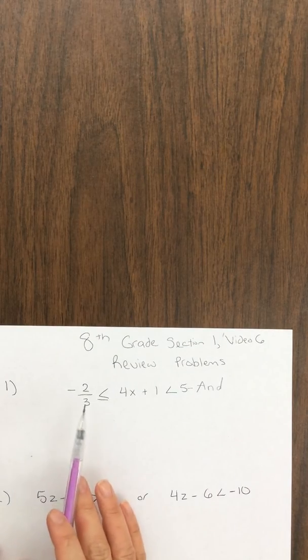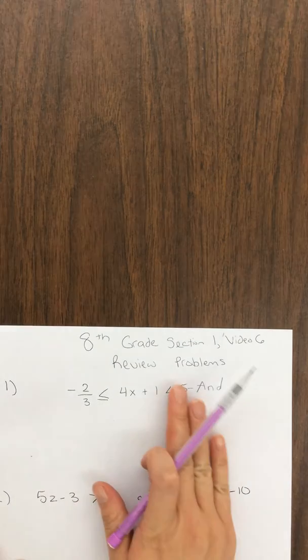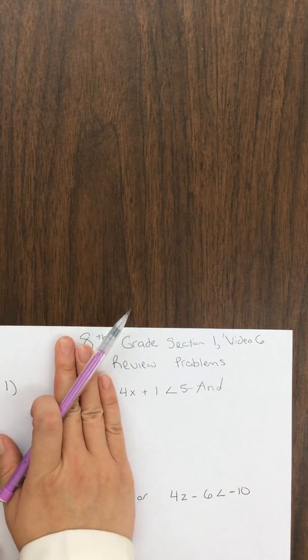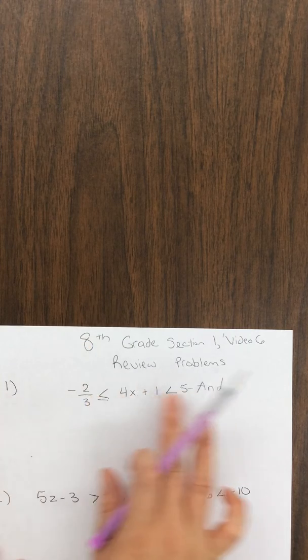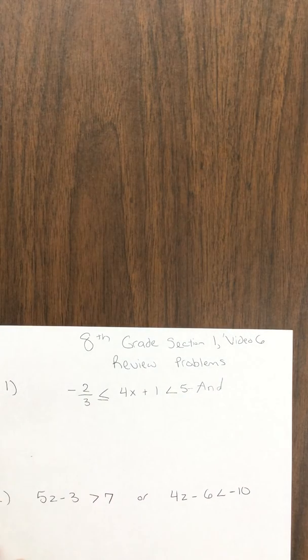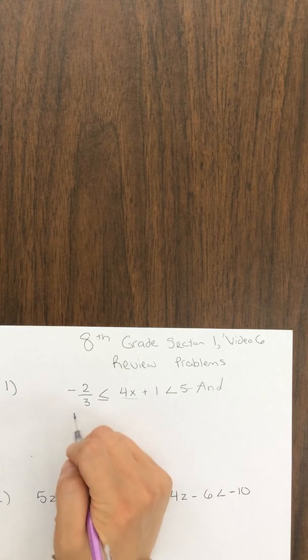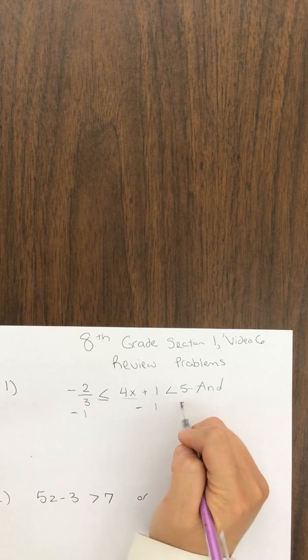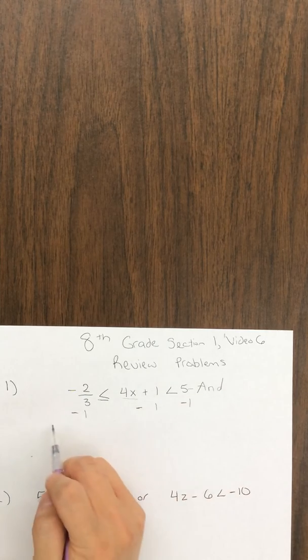Again, we actually have two inequalities here. If I cover it up, we have negative 2/3 is less than 4x plus 1. And our other inequality is 4x plus 1 is less than 5. So those are two inequalities. To solve this, we first have to get the x by itself. So I'm going to subtract 1 first, to each of the three expressions.